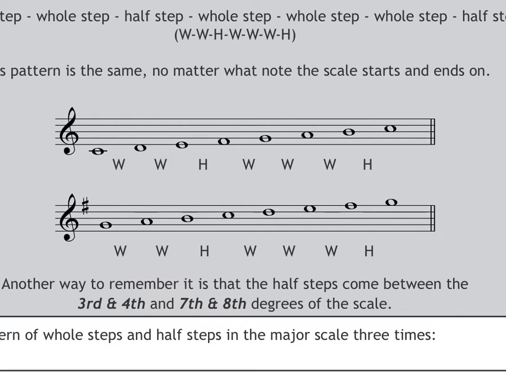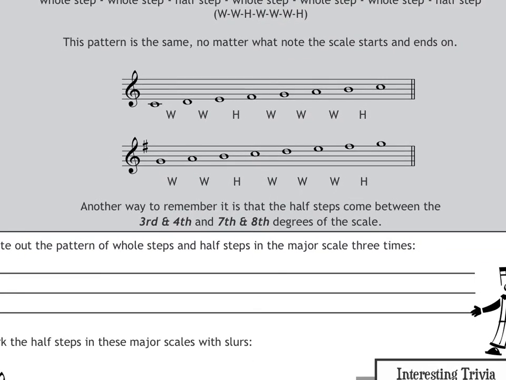Okay, so with that in mind, there's another way you can remember what a major scale looks like. You can certainly remember this whole and half step business, WWH, WWWH, whole, whole, half, whole, whole, whole, half. 357, whatever your phone number is, right? Or the second way to remember what the pattern is, the half steps come between the third and fourth notes and the seventh and eighth notes of the scale, or the seventh and eighth degrees of the scale.